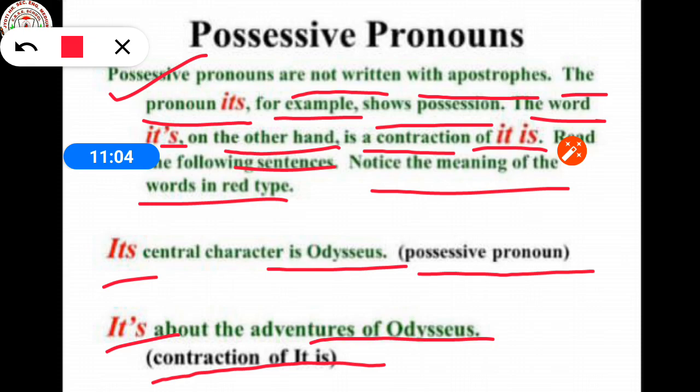So possessive pronouns are not written with apostrophe, but the pronoun its, you just see the example. The word it's, on the other hand, is a contraction of it is. So its central character is Odysseus. This relates with possessive pronouns, and it's, that is with apostrophe s, about the adventures of Odysseus, that is a contraction of it is.